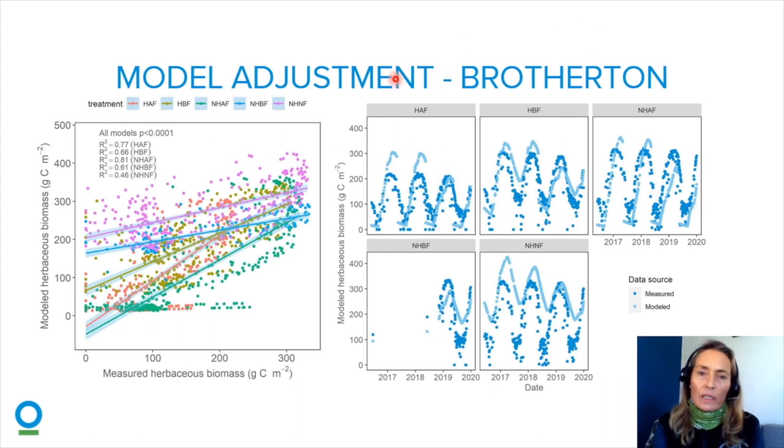So we adjusted the model parameters of the biogeochemical models we're using, Spaxis and DayCent, using long-term data from the Brotherton burning trial in Drakensberg. We have various fire and herbivory treatments, which don't matter exactly what they are for now. The point is that we had reasonable correlation between measured and modeled herbaceous biomass, using other model fit tests too, and also a reasonable overlap in phenology between the model and the measured herbaceous biomass.